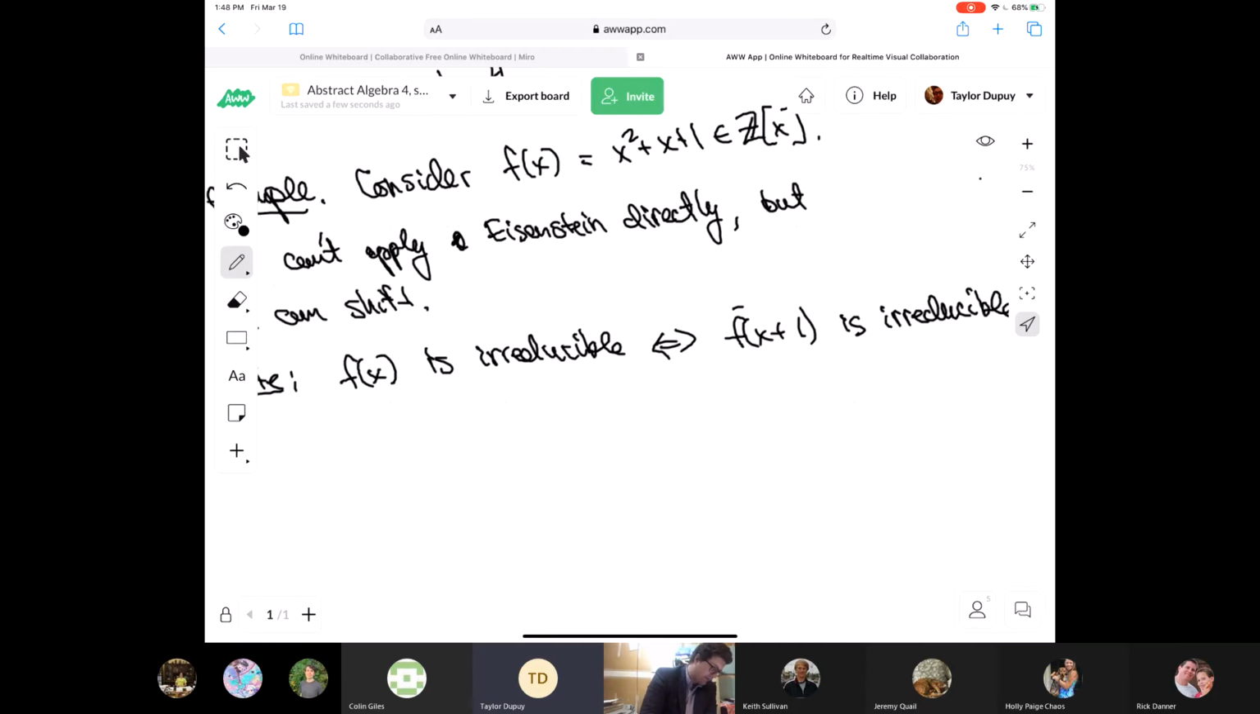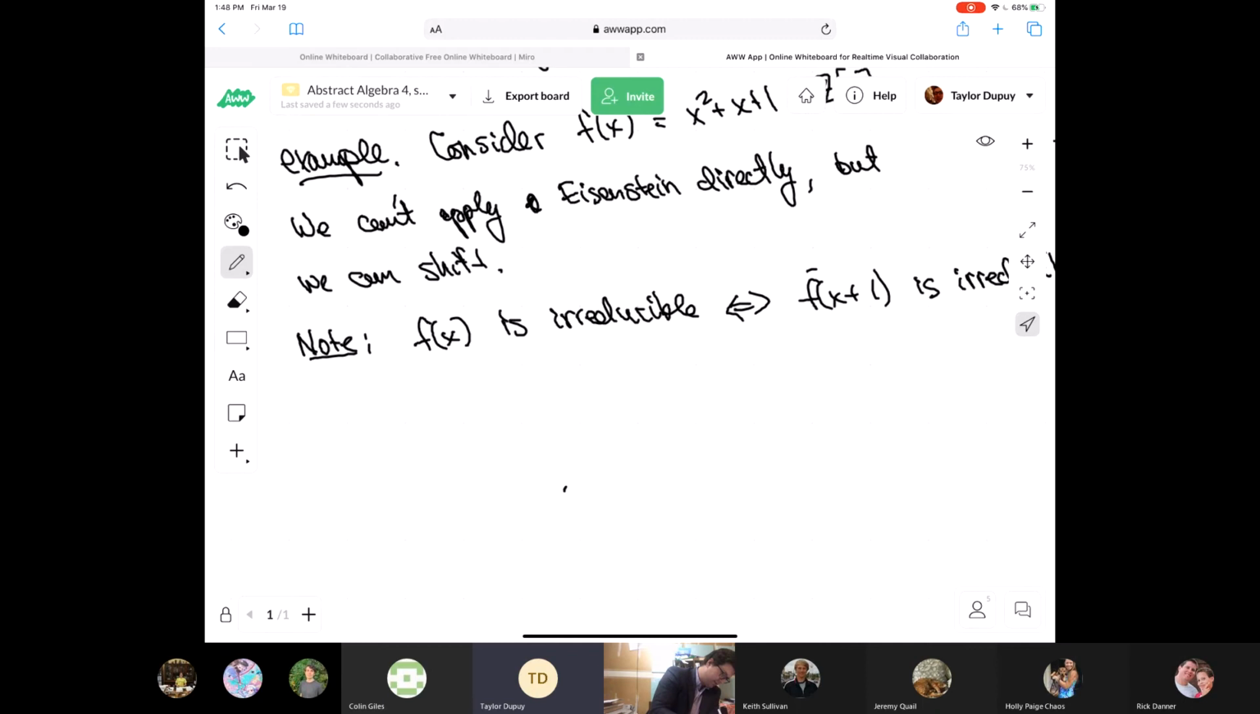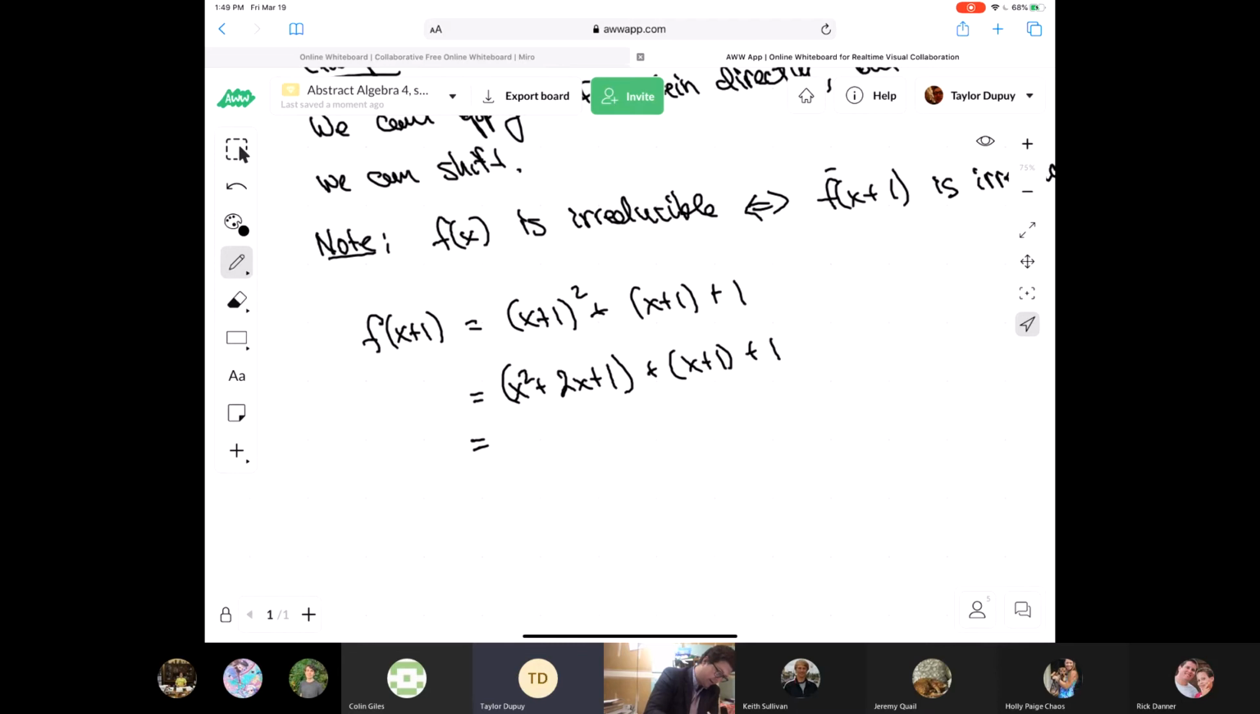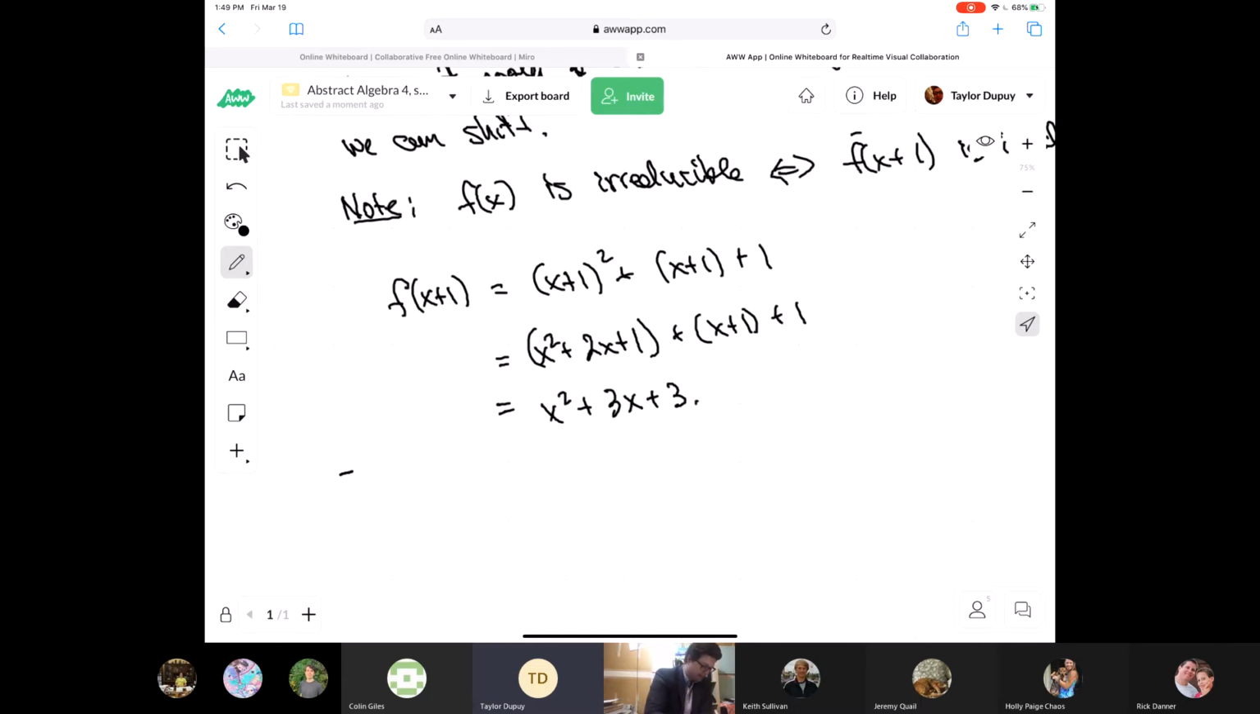Now if we do f of x plus 1, this is x plus 1 squared plus x plus 1 plus 1. So this is x squared plus 2x plus 1 plus x plus 1 plus 1. Okay, so this is now x squared plus 3x plus 3. Now this polynomial is Eisenstein. This shifted polynomial is Eisenstein.